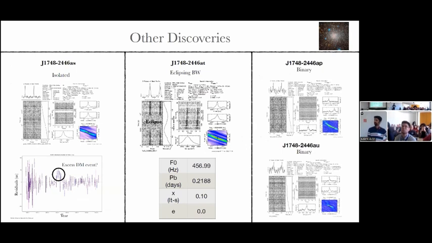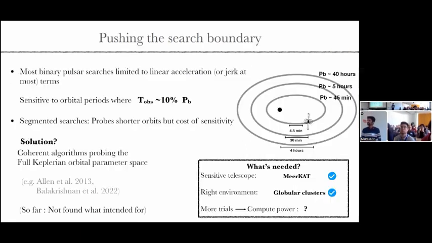These are just other discoveries we have made too. Binaries. There's another eclipsing black widow. I know I said in my talk that I'm talking about binaries, but I thought I'd quickly mention there was also an isolated pulsar we found. Okay, because I don't have too much time, I'll quickly go through some of the last slides I have.